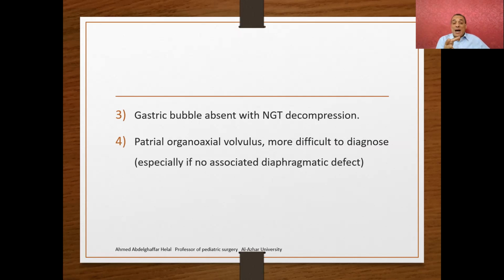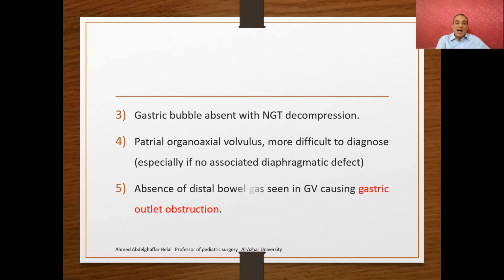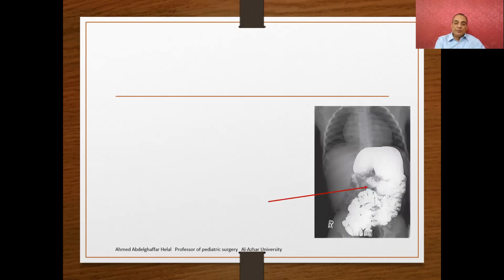In some cases of partial volvulus, it may be difficult to diagnose, especially if there is no associated diaphragmatic defect. You need a high index of suspicion. Absence of distal bowel gas is seen in gastric volvulus causing a gastric outlet obstruction. So in cases of gastric outlet obstruction, you will not see any distal gas further in the intestinal loops.